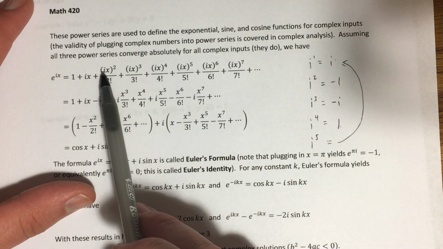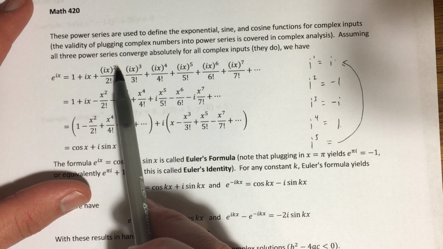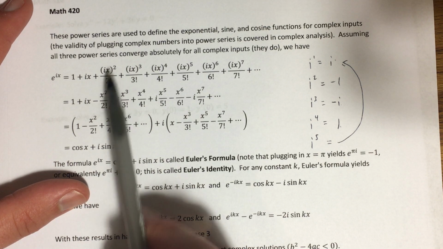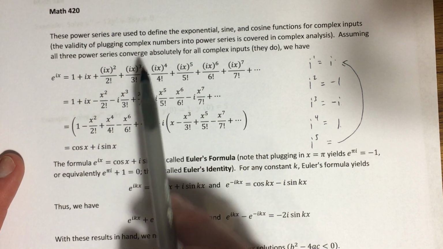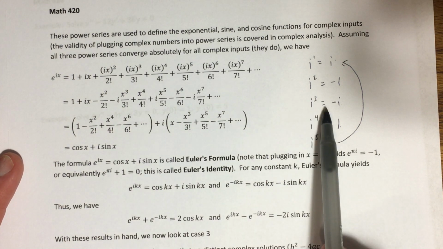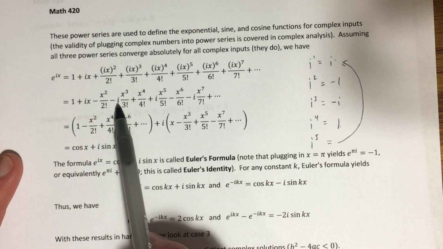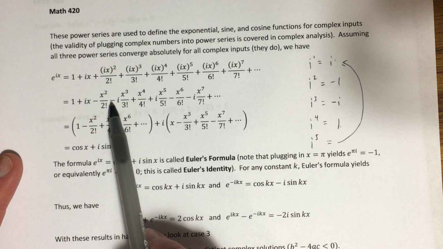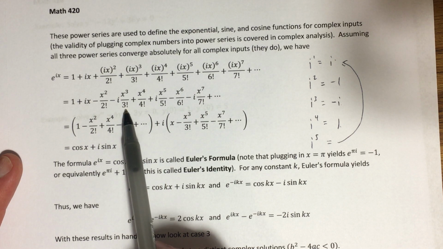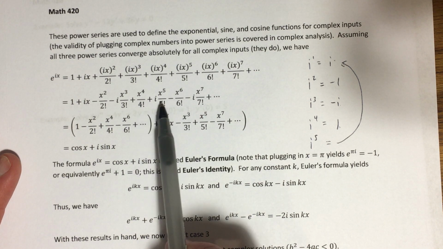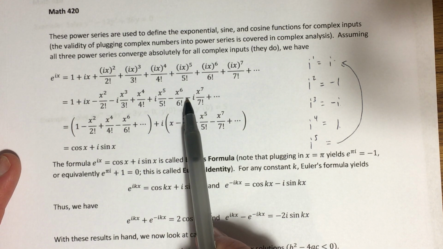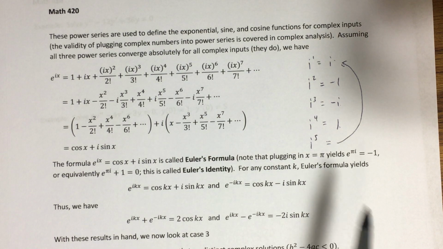I need to use this to simplify what I'm seeing here. So (ix) squared is the same thing as i squared x squared, but i squared is equal to -1. So this becomes -x squared over 2 factorial. The i cubed that I get from here is equal to -i, and I can pull that out into the front of this fraction. So this becomes -i x cubed over 3 factorial. Following that cyclical pattern, these terms come out as I'm seeing them here: plus x to the fourth over 4 factorial, plus i x to the fifth over 5 factorial, minus x to the sixth over 6 factorial, minus i x to the seventh over 7 factorial.